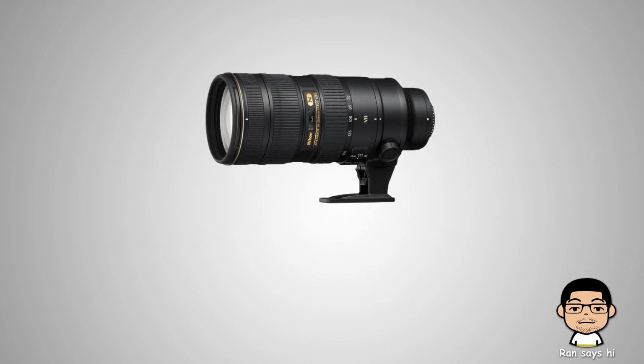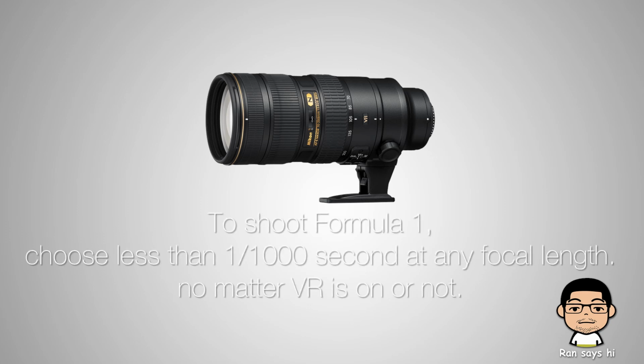So let me give you another example. We're still using this 70-200 2.8G VR2 as an example. If you are using this lens to shoot Formula 1 cars while they're racing, you have to choose your shutter speed to be faster than 1/1000 of a second, no matter what kind of focal length you're using, 70 or 200, because the cars are moving that fast. And whether the VR is on or not, at that speed it's already out of your concern.